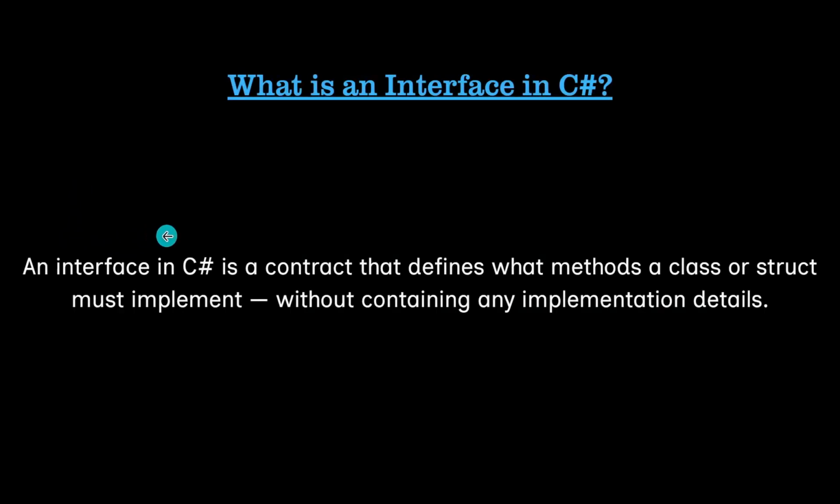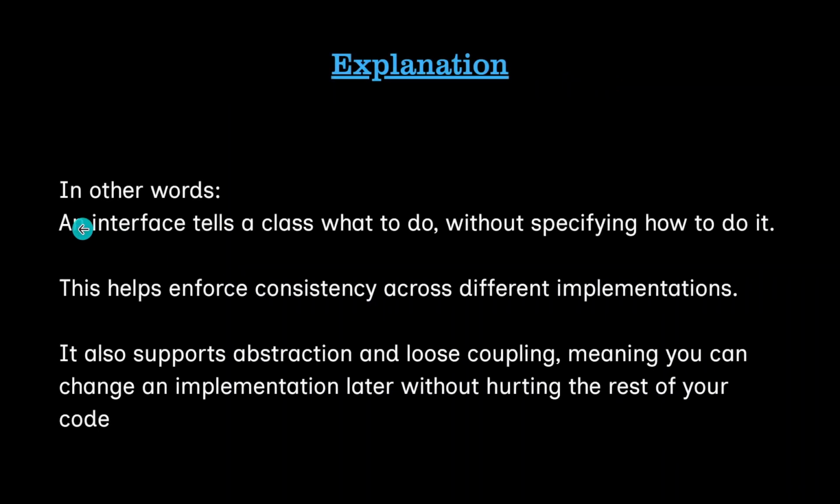An interface in C Sharp is a concept that defines what methods a class or struct must implement without containing any implementation details. In other words, an interface tells a class what to do without specifying how to do it. This helps enforce consistency across different implementations. It also supports abstraction and loose coupling, meaning you can change an implementation later without hurting the rest of your code.